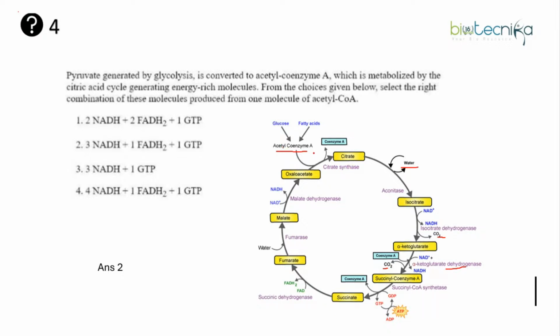So, can you see how many molecules of NADH you are producing? One, two, three. So three NADH, one FADH2, and one GTP. I hope this is clear to all of you.